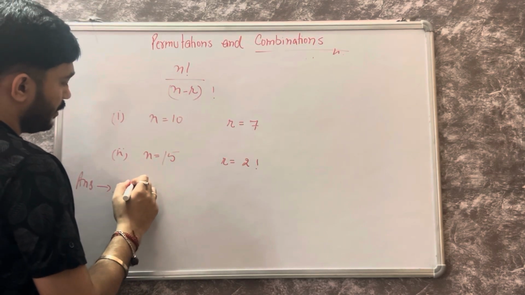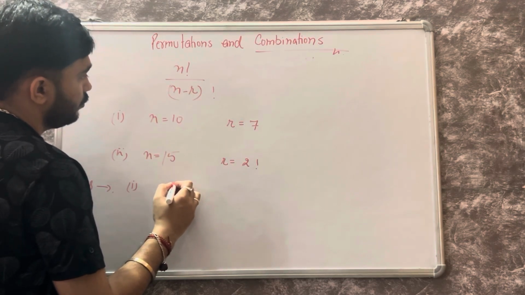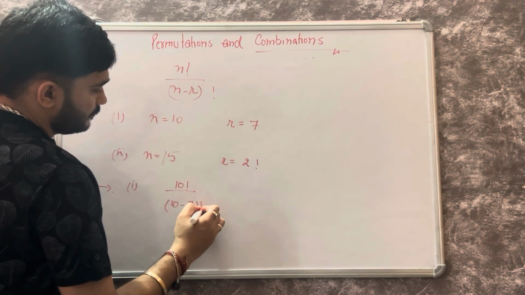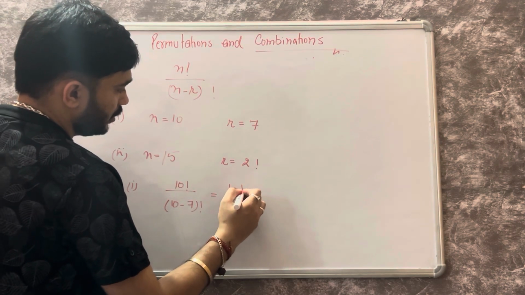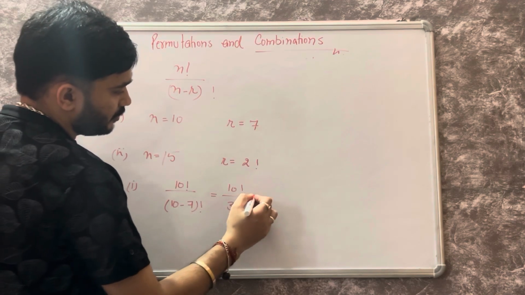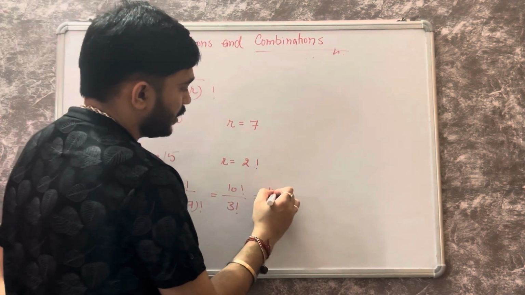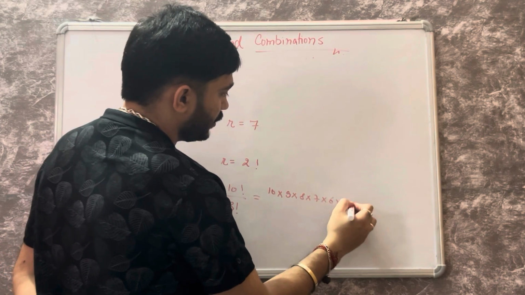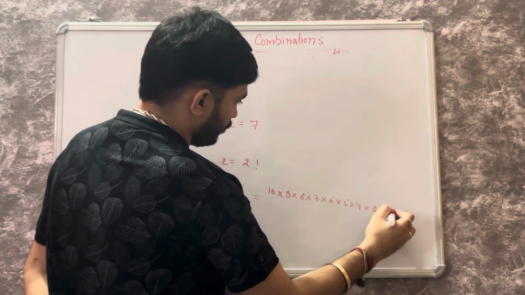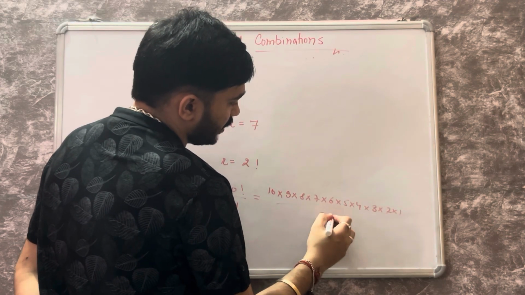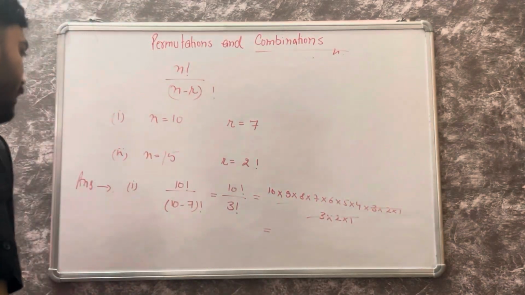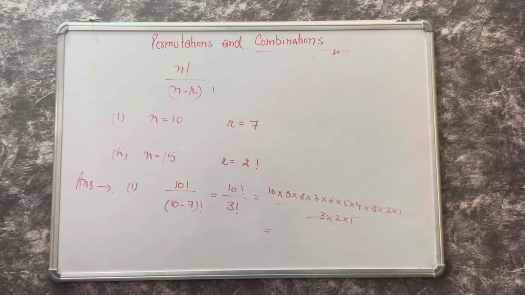Just place the value of n and r in the question. So you are going to have 10 factorial divided by 10 minus 7 factorial. It is going to be 10 factorial divided by 10 minus 7 is 3 factorial. Now solve this. You can write 10 factorial as 10 into 9 into 8 into 7 into 6 into 5 into 4 into 3 into 2 into 1. You can write 3 factorial as 3 into 2 into 1 and cut these numbers. Now solve this. You can multiply this to get the answer you require.